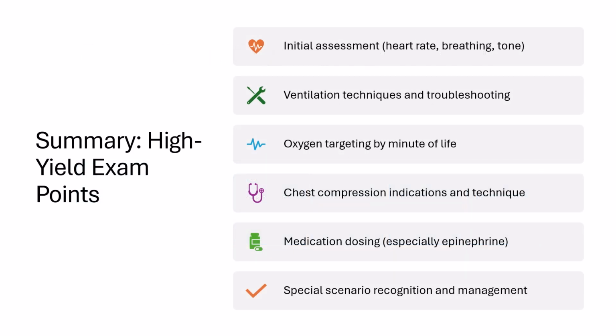To summarize the high-yield exam points, master the initial assessment triad: heart rate, breathing, and tone. Know ventilation techniques and troubleshooting steps cold. Memorize oxygen target saturations by minute of life.